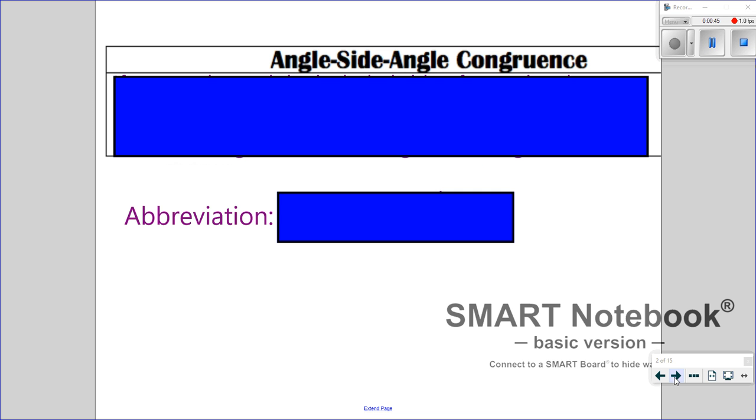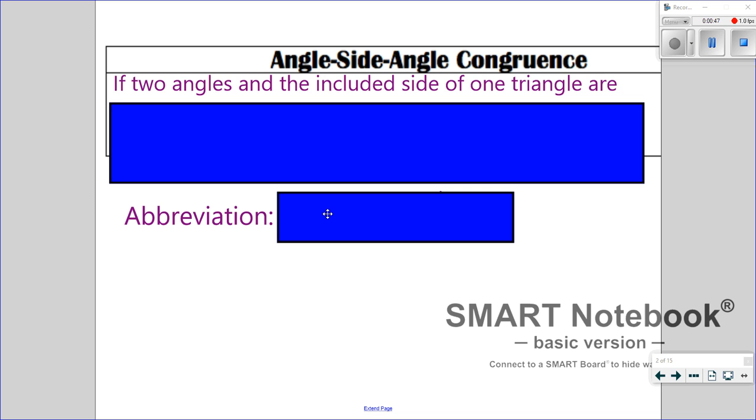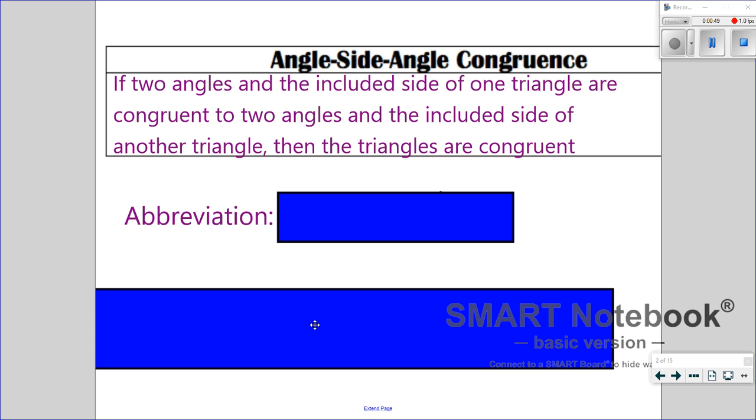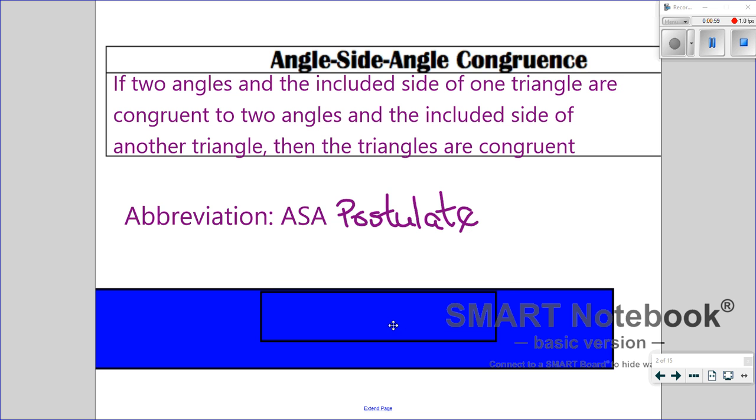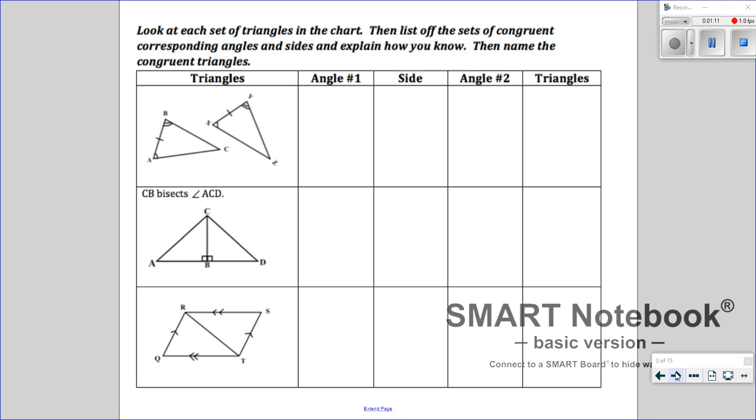Alright, so for angle side angle congruence, if two angles and the included side of one triangle are congruent to two angles and the included side of another triangle, then the triangles are congruent. And the abbreviation would be angle side angle postulate, or ASA. So you've got to remember that you have two angles, and the side is in between them. Right, so we're going to do examples based on that.